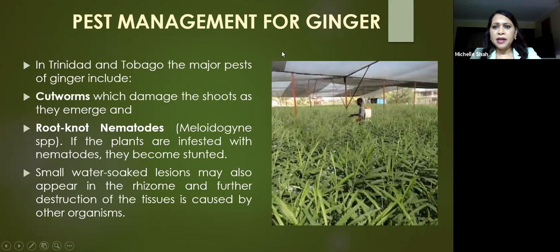Pesticide management for ginger. In Trinidad, the major pests in ginger are cutworms and root knot nematodes. The cutworms damage shoots as they emerge, and the root knot nematodes, if the plants are infested with that, they become stunted. Small water-soaked lesions may appear in the rhizome and further destruction of tissues caused by other organisms. So this is a field here being sprayed with the pesticide. We can see someone spraying it on the crop.